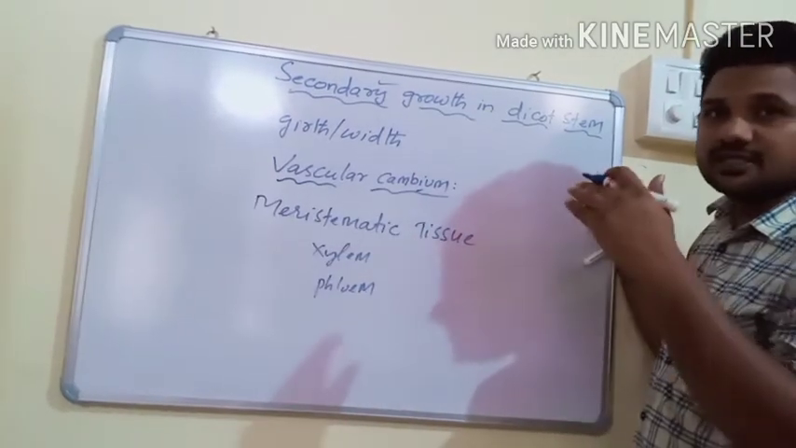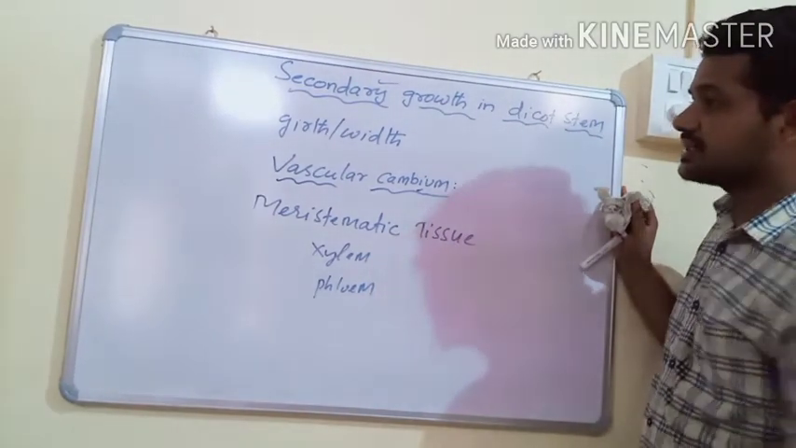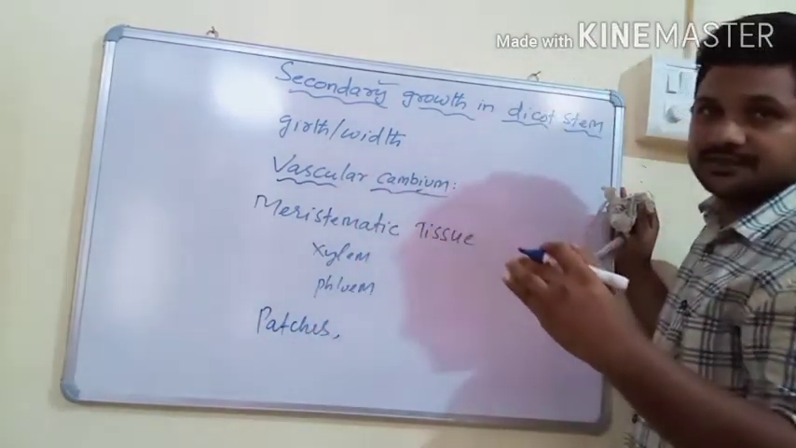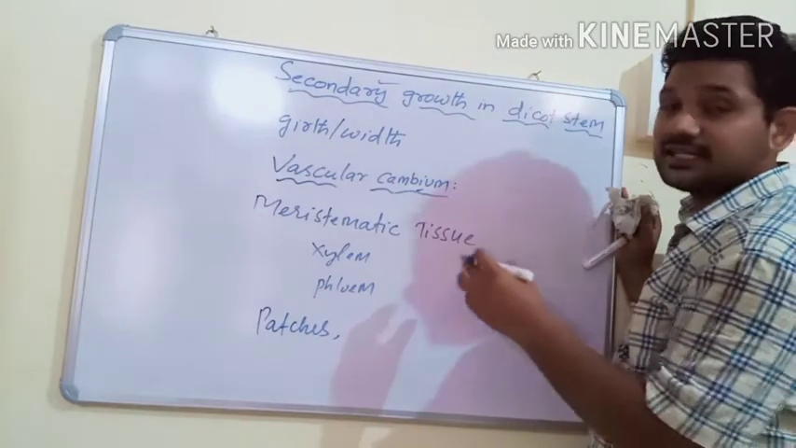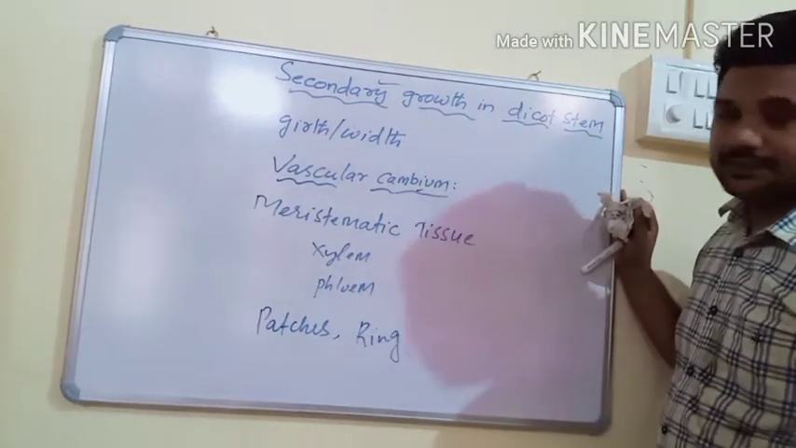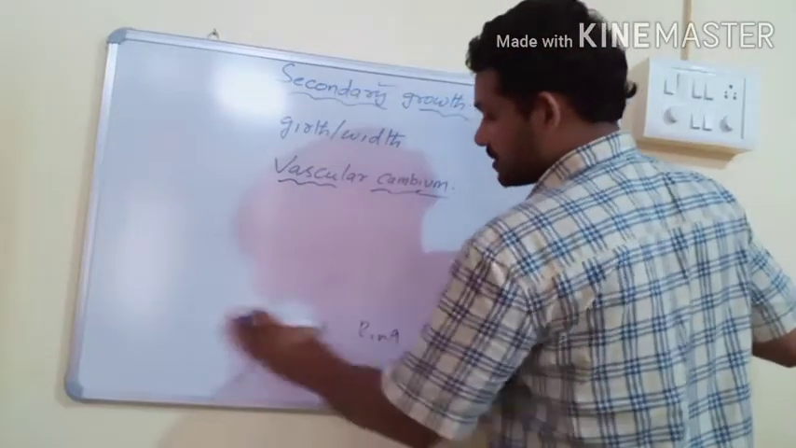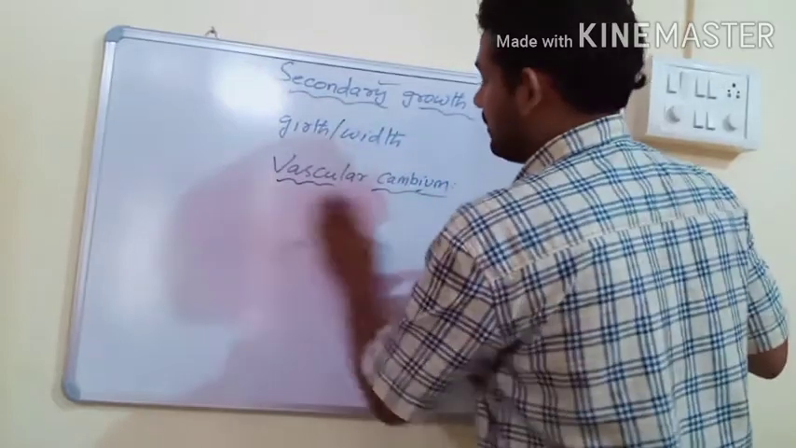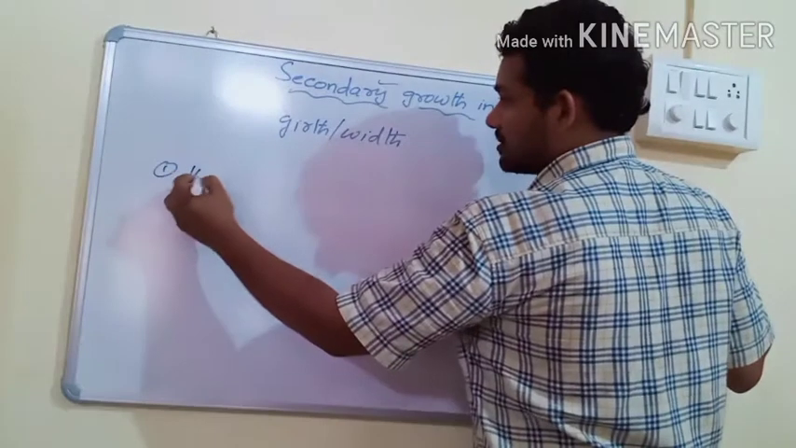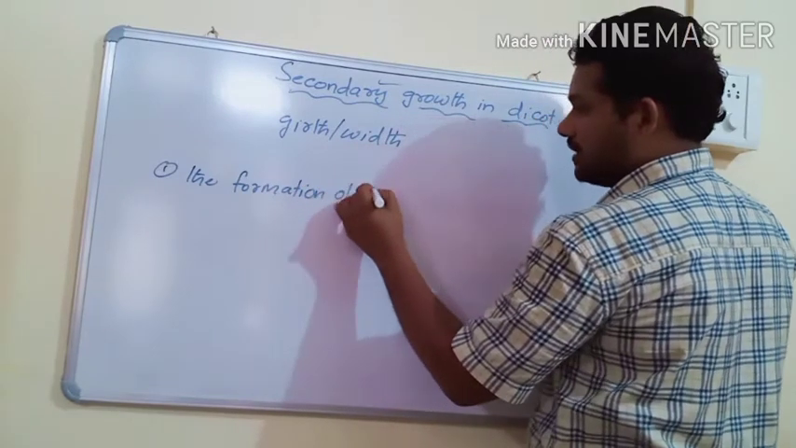Vascular cambium is present in both young dicot stems and mature dicot stems. In young stems, the vascular cambium is present in half-moon patches, whereas in mature stems, it is present in a continuous ring. Now we will discuss how vascular cambium is formed and what its activity is. The first step is the formation of vascular cambium.